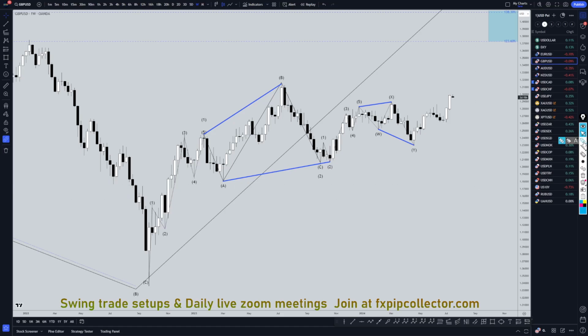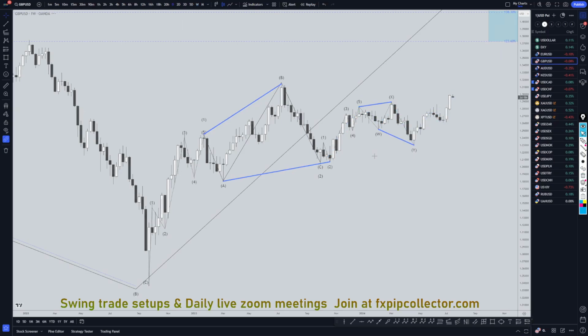Heading down to the weekly, I'm definitely still looking at this as 5 waves up, like wave 1 subdivision, WXY, wave 2 subdivision, and I think this is a 1, 2, 3 pattern, and I believe that it will continue, at least on the weekly time frame, to make higher highs, higher lows for this wave 3.